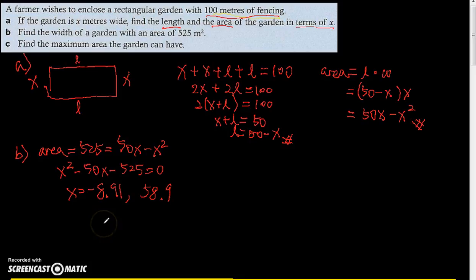But however, we can't choose this. This is not part of the solution. Why? Because we cannot have a negative length, right? So therefore, the 58.9 is my final solution. So when my width is equal to 58.9 meters, that's when my area is equal to 525. Okay, this is my final answer.